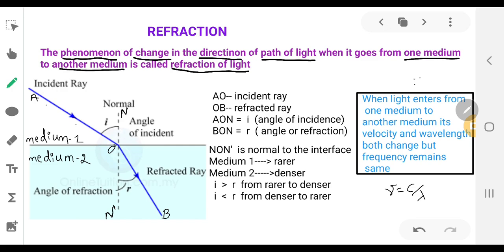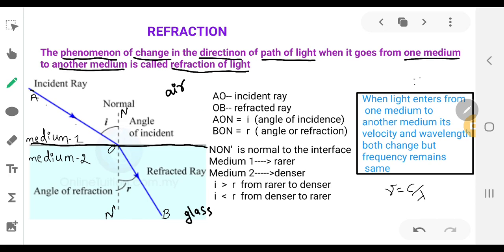Then we'll see with the help of this diagram. So this is the surface intermediate of two media. This is the first medium and this is the second medium. For time being, we'll consider this as air medium and this as glass medium.